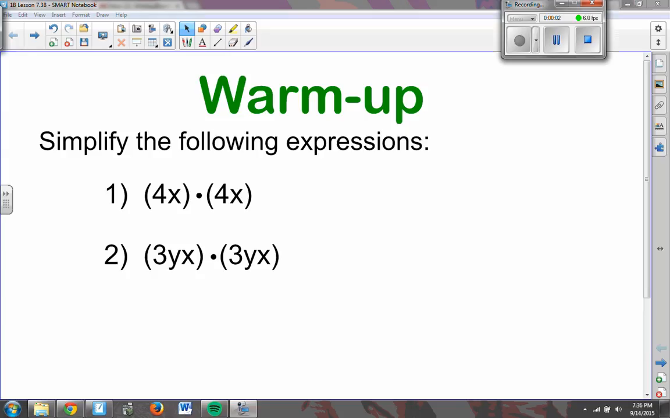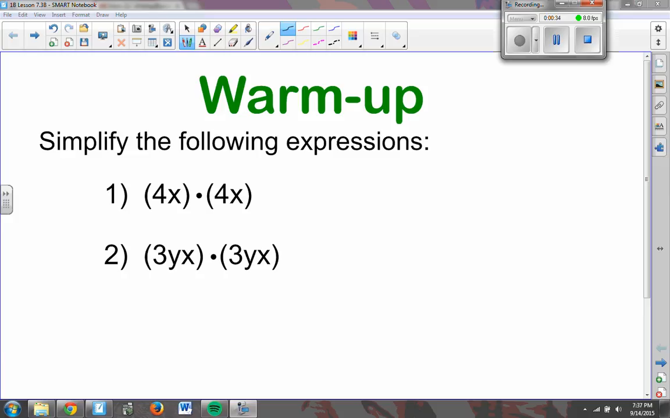All right, Algebra 1B. Welcome to part 2 of lesson 7-3. We're going to start here with a couple warm-up problems to introduce the concept that we're going to cover in this video. So here, I'm asking you to simplify the following two expressions. Pause the video, take a minute, try to simplify these as far as you possibly can, and then come back and we'll talk about how we simplify these expressions.